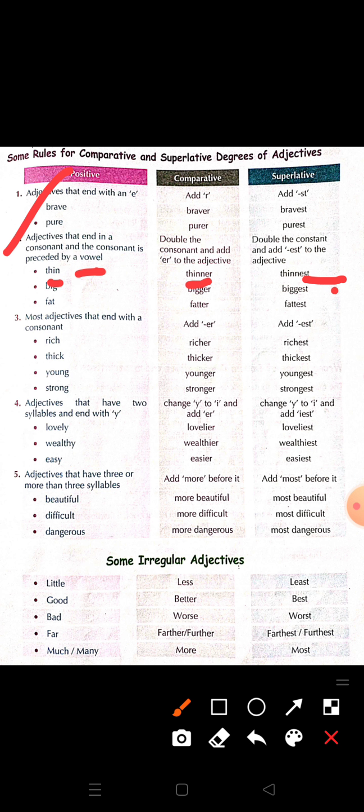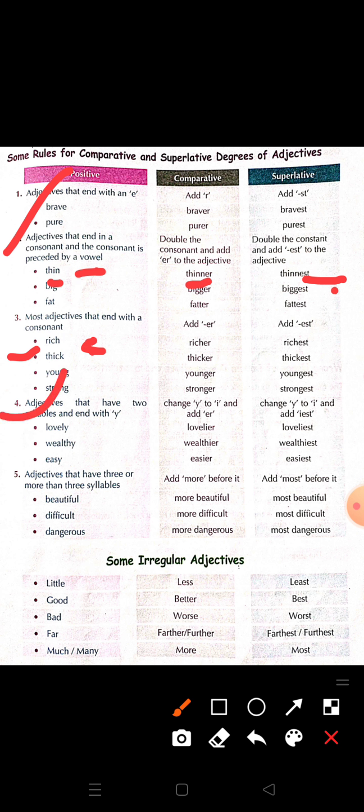Okay. Next one, more adjectives that end with a consonant. So let's see some more adjectives that end with a consonant. So rich. These are ending with a consonant, but before this consonant there is no vowel. So their rule is we can add er to it to make comparative, and we can add est to make superlative.